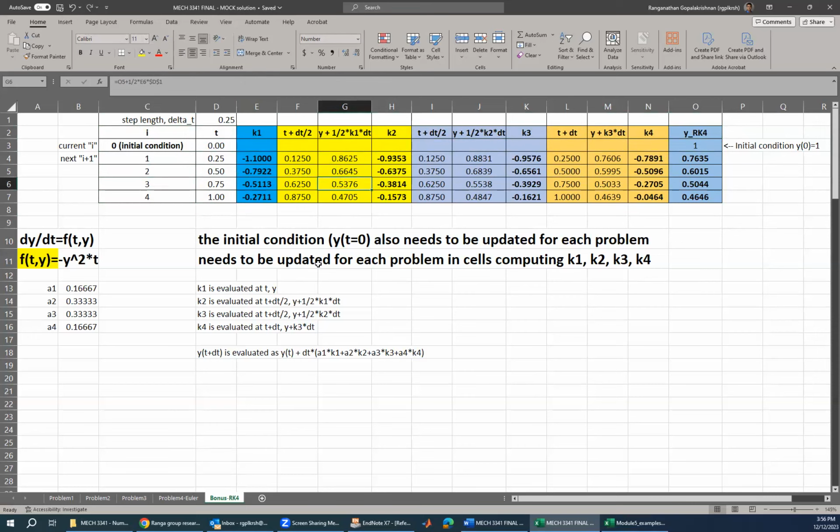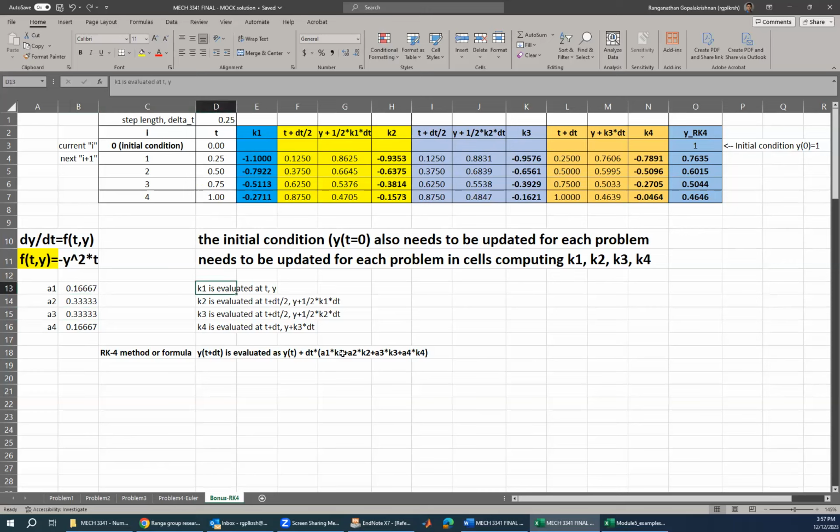So first you need to remember, or at least you should look up, the formula for the RK4 method, which goes as this. This is the RK4 method or formula. So you need to write y of t plus delta t is equal to y of t plus delta t multiplied by a1 k1 plus a2 k2 plus a3 k3 plus a4 k4, where a1 and a4 are 1 over 6, a2 and a3 are 2 over 6. That's why I have them punched in here, 1 over 6 and 2 over 6.